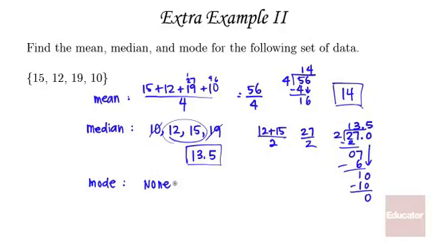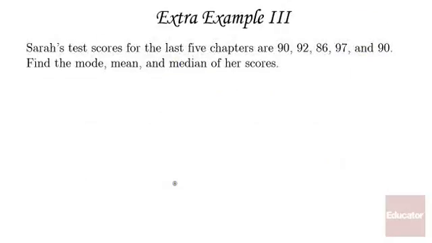Okay, and the next example. Sarah's test scores for the last 5 chapters are 90, 92, 86, 97, and 90. Find the mode, mean, and median of her scores. Okay, so let's start with the mode. The mode, keyword, most. So we look at what number occurs the most. Okay, the 90, we see 90 twice. So then my mode is going to be 90.